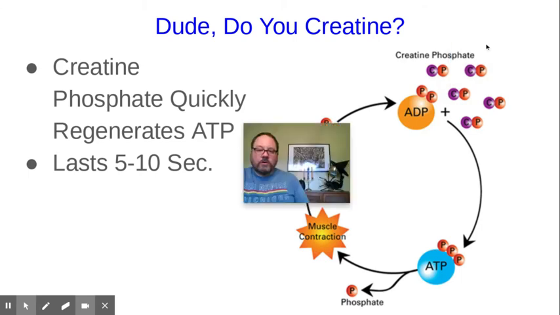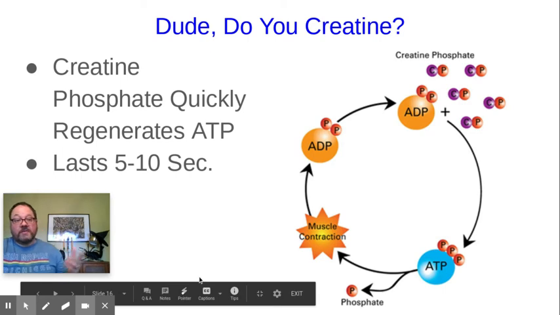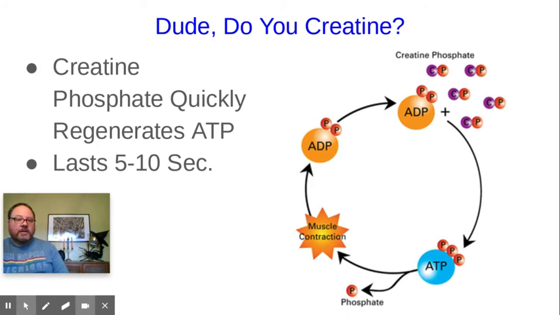Another molecule or a set of reactions that can occur is phosphorylation with creatine phosphate. Now, you may have heard of creatine phosphate referred to as just creatine. Sometimes people will use creatine for high intensity activities like lifting weights or playing sports that have really short duration, high intensity activities. And the reason for that is that creatine phosphate performs what's called substrate level phosphorylation. With substrate level phosphorylation, one molecule literally just hands its phosphate off to another molecule.